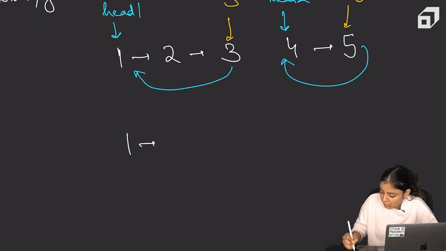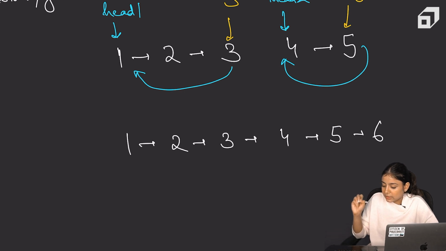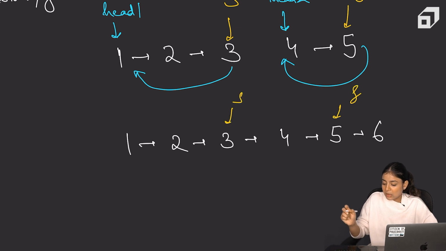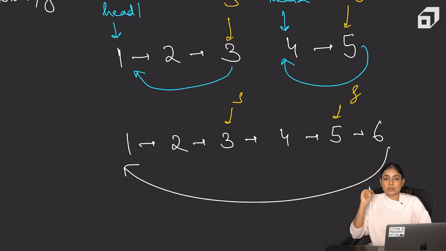Again, if we have an even number of nodes, let's say something like this, what will happen in this case? If I have my slow and fast pointer here, in the next iteration, when slow reaches here, fast will be at 3. When slow reaches 3, fast will be at 5. Now, in case of an even number of nodes, we will stop when the fast pointer reaches the second last node, because after this it will come back to my head node, and I don't want my fast pointer to come back to my head node, so I'll stop here.